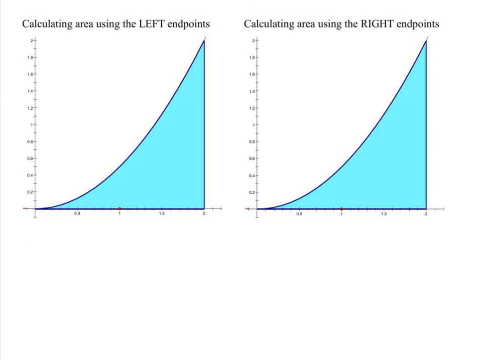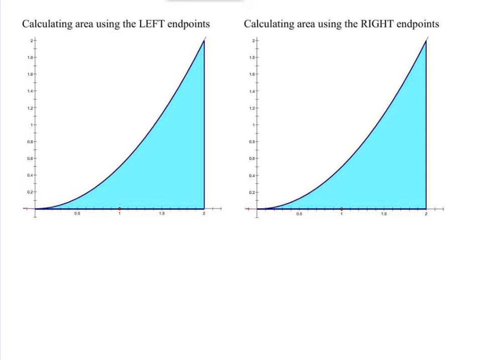So now that we know all that, I've removed all of the lines, and I want to calculate the area using endpoints. On the left one, we'll use left endpoints. On the right one, we'll use right endpoints, and we just need to decide how many rectangles we want to use for our estimate. 2? Come on. How about 4? Let's use 4, okay?